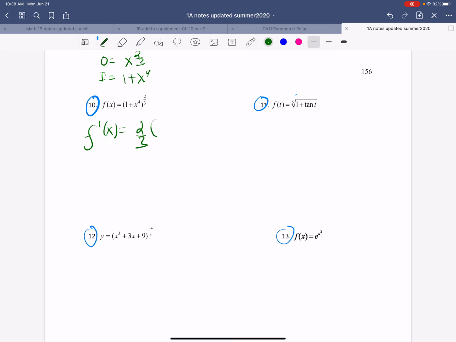All right, let's check out more examples. We have 8 over 3, x to the 3rd, 1 plus x to the 4, to the negative 1/3. Perfect, and that should be my derivative for this function.